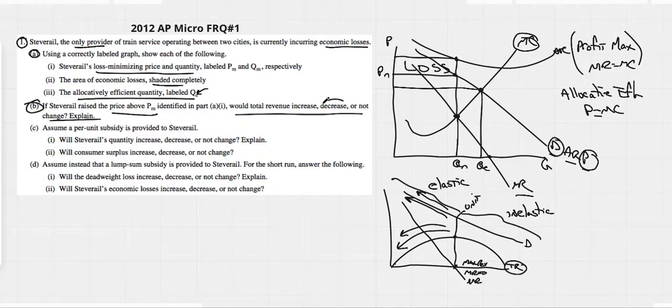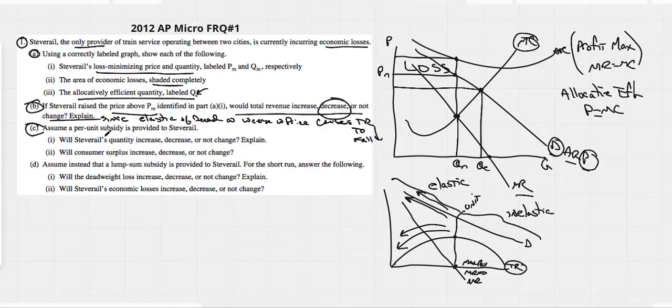So we would say total revenue would decrease, and we would explain it just like that: since Steve Rail is in the elastic section of the demand curve, an increase in price causes total revenue to fall. However you can say it better than me, that would be perfectly fine.